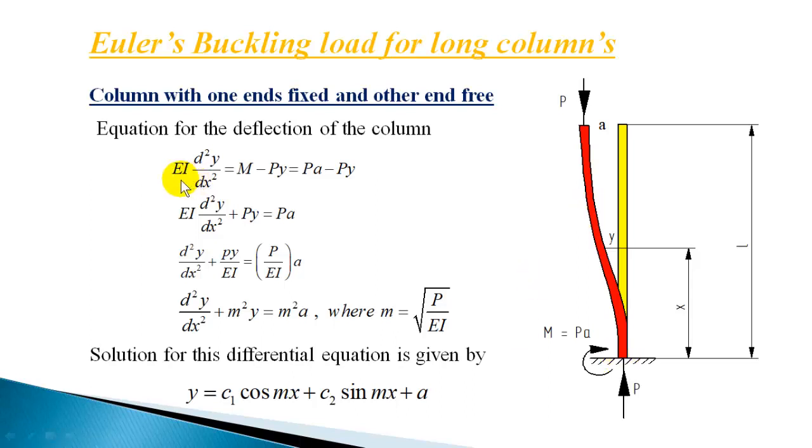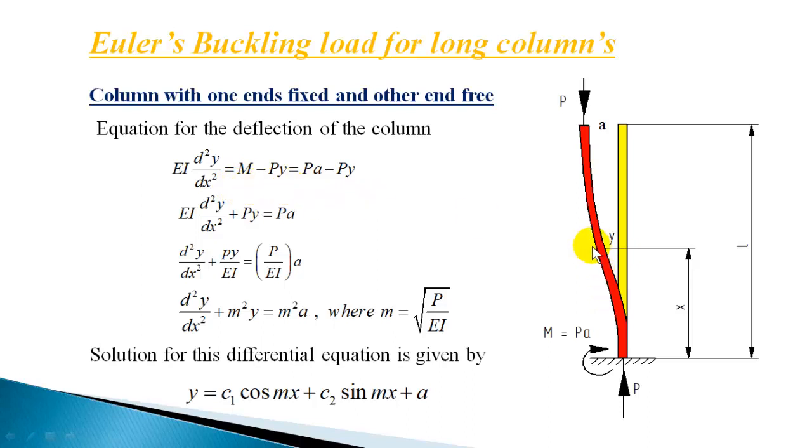Now the differential equation for the deflected curve, you can write it as EI d square y by dx square is equal to bending moment. Let us consider a section at a distance x from the fixed end. Lateral deflection is given by y. Now the differential equation for the deflected curve is EI d square y by dx square is equal to bending moment.